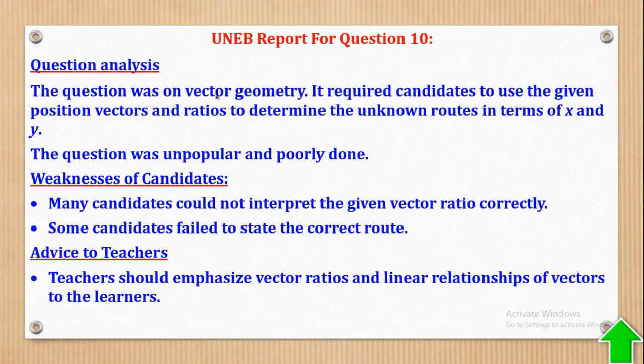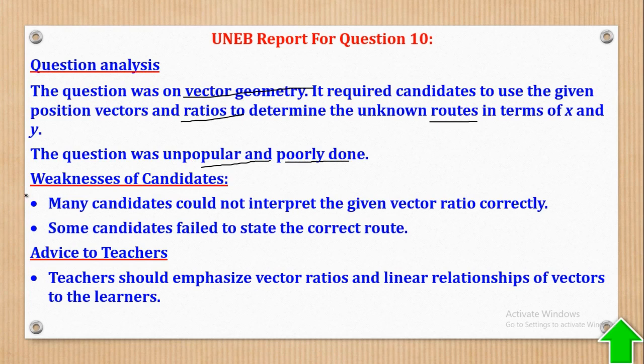So the question was on vector geometry and required the candidates to use the given position vectors and ratios to determine the unknown roots in terms of x tilde and y tilde. So the question was unpopular and poorly done. Unpopular means that it rarely appears in the previous past papers, and poorly done means that most of the students who attempted it got it wrong.